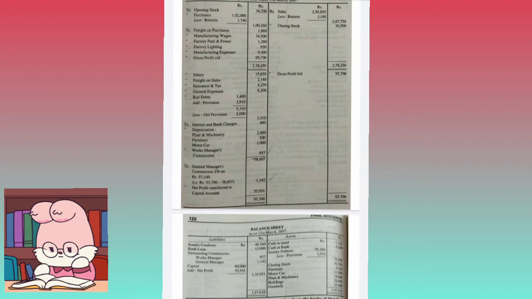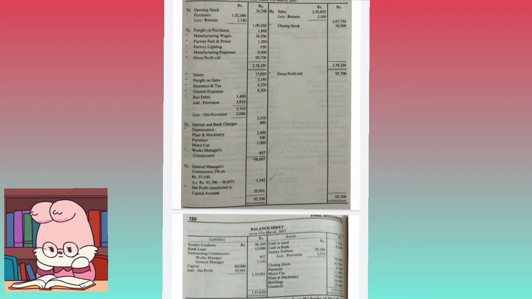Freight on purchases, take it on the debit side of the trading account, and freight on sales, take it on the debit side of the P&L account. Next is buildings, 24,000, take it to the balance sheet. On buildings we don't have any depreciation. We don't have any depreciation given in the adjustment, so just take it as 24,000 in the balance sheet.